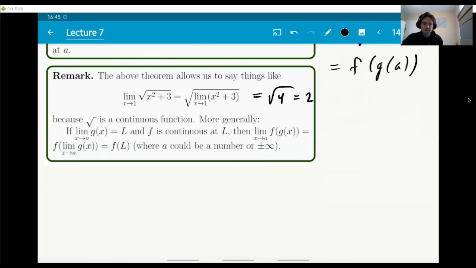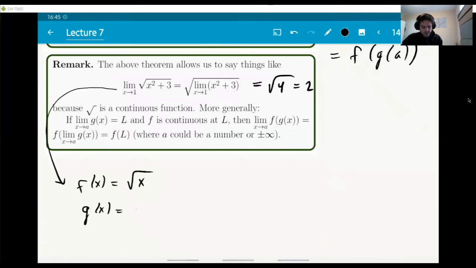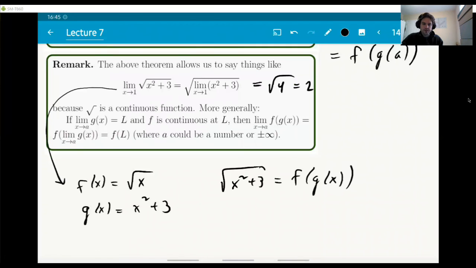What is happening here? We have a composition of two functions in this example. Imagine f of x is the square root function, and g of x is the one inside, x squared plus 3. The expression that we are looking at is f of g of x. Now, because g is continuous at the point 1, and f is continuous at the point g of 1, which is 4, then the whole expression is continuous at 1, which means you can compute the limit by plugging in, by writing 1 in place of x, which is essentially what we did here.